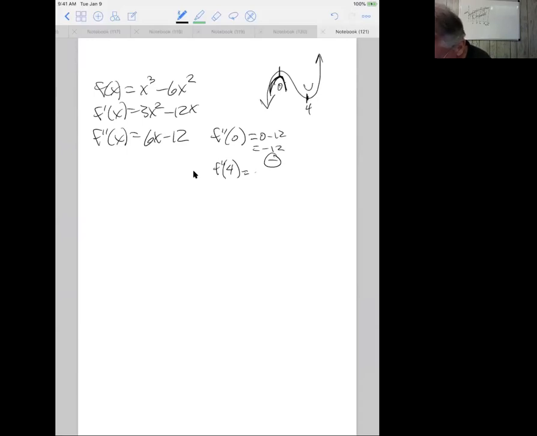But the second derivative test is you plug in the actual critical number. We end up with what? 24 minus 12 equals positive 12. Therefore, at 4 its second derivative is positive, therefore it's concave up. Notice concave down and concave up switch right there, and that is where the point of inflection is.